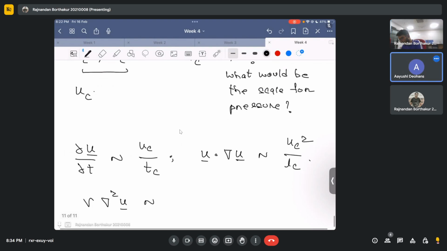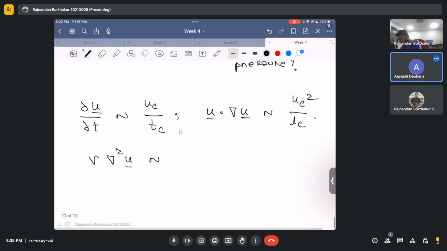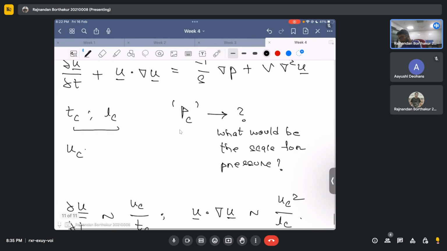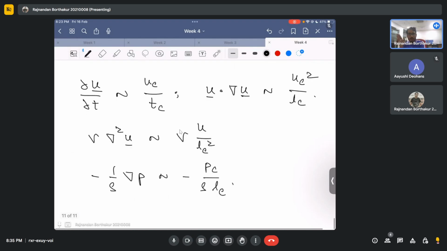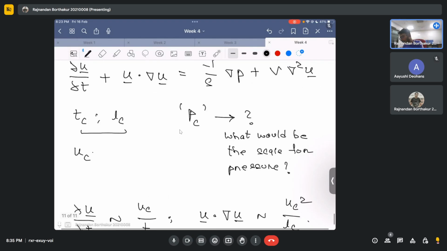UC squared by L. And there would be nu, right? This would be nu UC by L squared. All right. And now, if I want to find out the scale of this term, 1 by rho grad P, this would be just, so can you tell me what it would be? This would be PC times rho by LC. I hope you can understand that. Okay. All right. So we are done with the order of magnitude of different terms that arise in this Navier-Stokes equation.